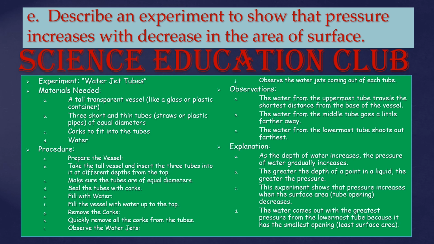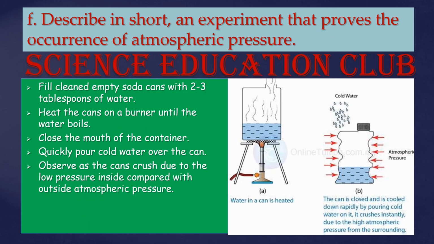Explanation: as the depth of water increases, the pressure of water gradually increases. The greater the depth of a point in a liquid, the greater the pressure. This experiment shows that pressure increases as the surface area decreases. The water comes out with the greatest pressure from the lowermost tube because it has the smallest opening, that is least surface area.